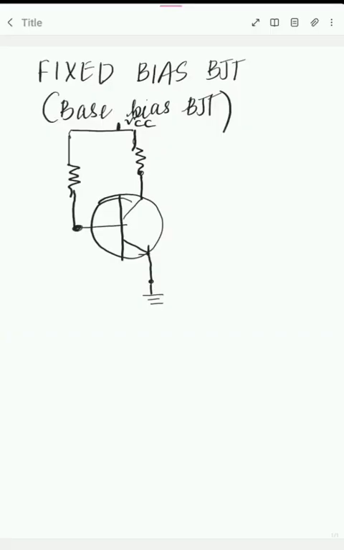In this video I will explain about fixed bias BJT. BJT means bipolar junction transistor. First of all, I will explain about the basic circuit and parameters of fixed bias BJT.